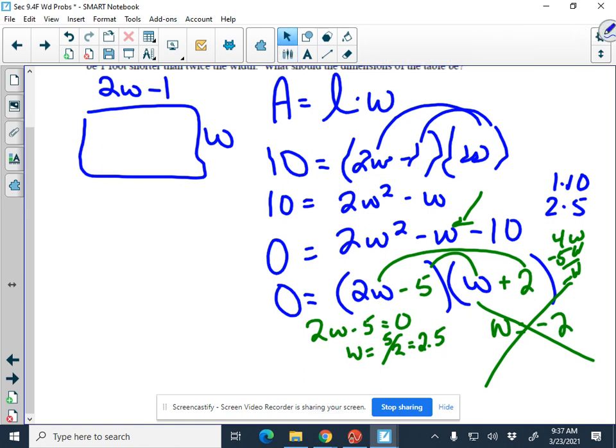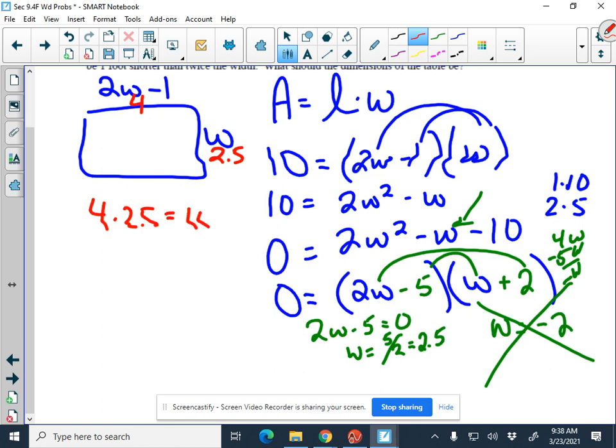So this is 2.5. This up here is 2 times 2.5. What's 2 times 2.5? 5. Minus 1 is 4. So that would make this 4. Now let's check. 4 times 2.5 is 10. That's the way it was supposed to work. If you multiply them, you get 10.